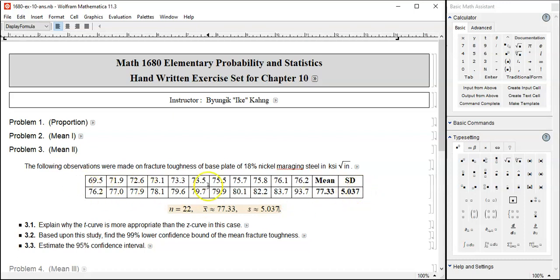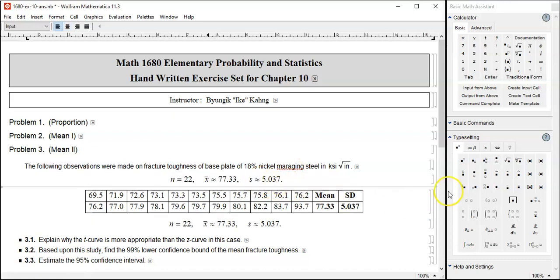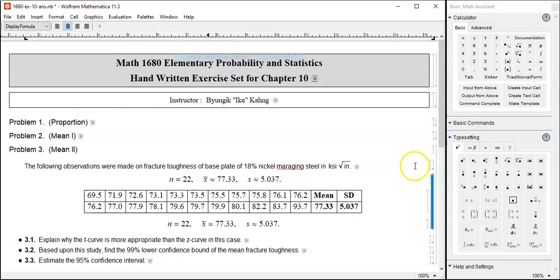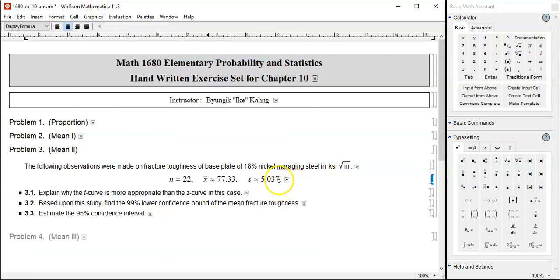We don't need any of these now. This is sufficient. We don't need the entire data table anymore. The data table was there so that you can calculate the sample mean and the sample standard deviation. Of course, you can count them and get the sample size as well. But for the rest of the problem, this is sufficient.